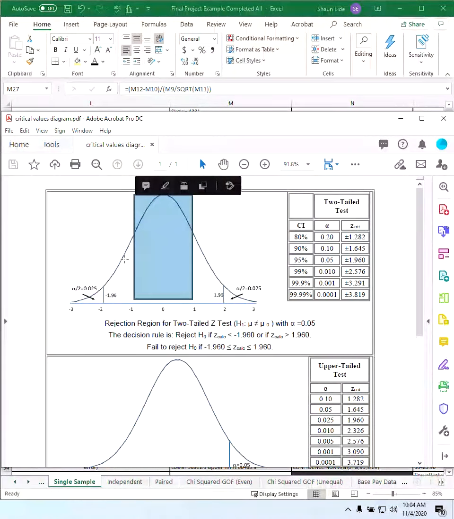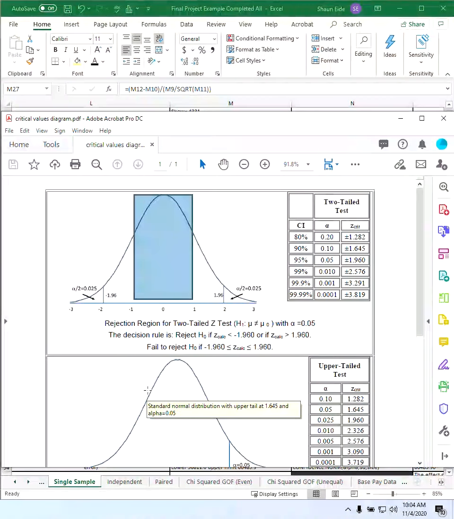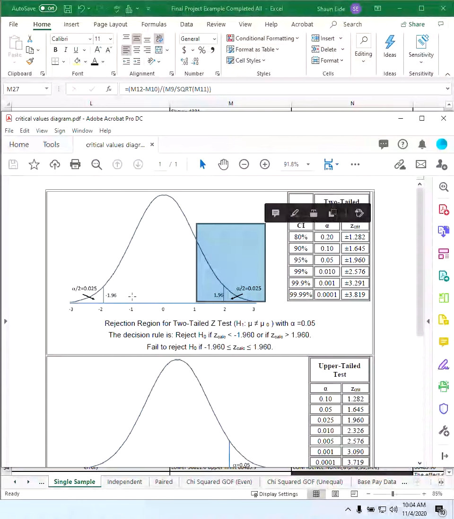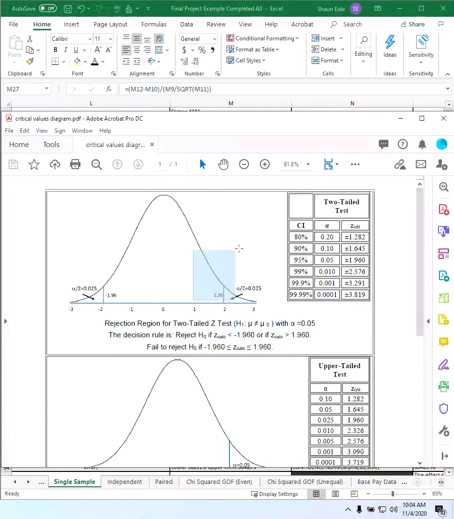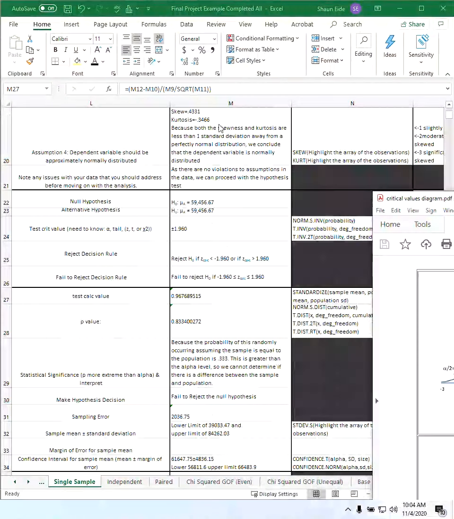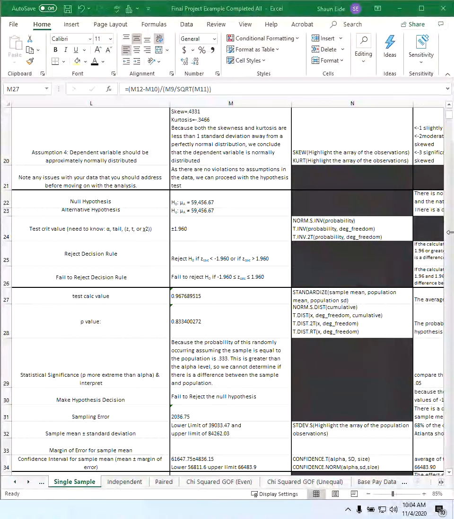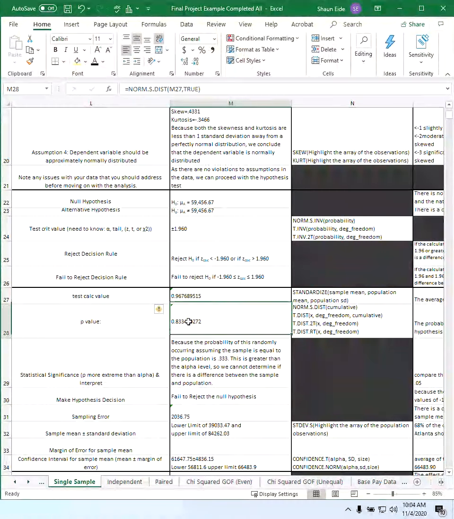So this is what we're trying to find out. What's the probability of being beyond plus or minus 0.96? Sorry, I don't know what I was thinking there. Okay, so let's start over.